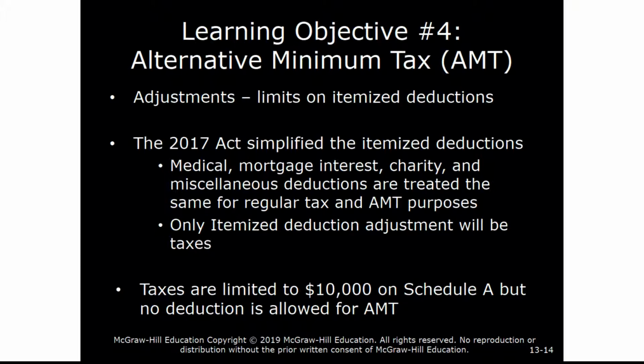So what are some adjustments that we have to make that are listed in the formula on the previous slide? Well, the 2017 Tax Cuts and Jobs Act simplified this process a little bit so that we generally will make no adjustments if you itemize to any medical, mortgage interest, charity, or miscellaneous deductions on your regular Schedule A. So we don't make any adjustments. The only itemized adjustment would be for any taxes you paid. So there we will make an adjustment for AMT purposes, such as if you deducted state income tax.